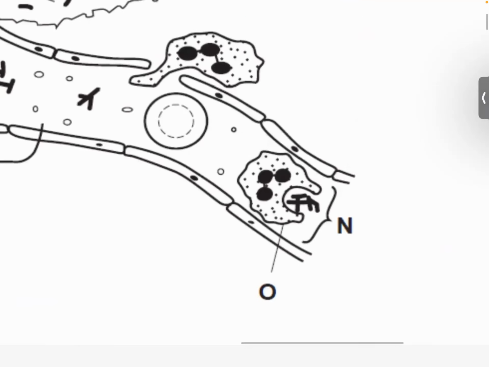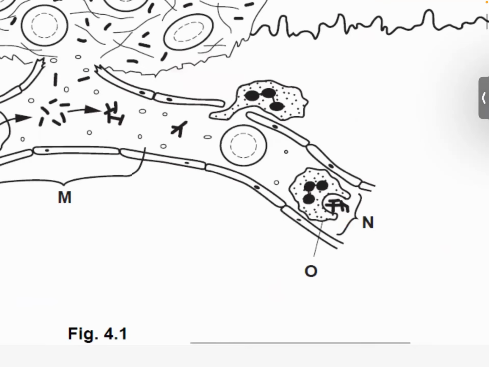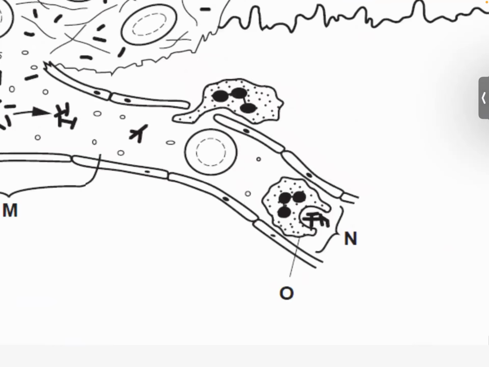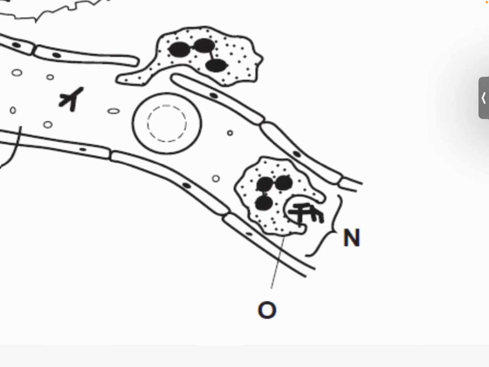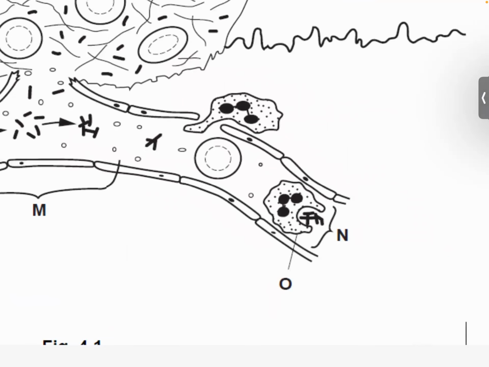What's happening at N to these bacteria? Miss, can you repeat your question? My question is what's happening to the bacteria at position N? Miss, at position N, the white blood cells are trying to destroy the bacteria.